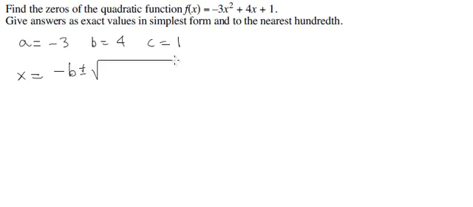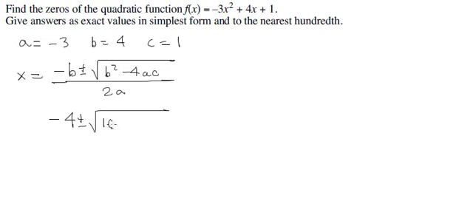Minus b plus or minus root b squared minus 4ac all over 2a. So we'll plug numbers into this and see what happens. We get minus b plus or minus root b squared is 16 minus 4 times -3 times 1, all over 2 times a, meaning 2 times -3, equals -4. Oops. I said 4. I thought 4. Somehow I wrote 6.